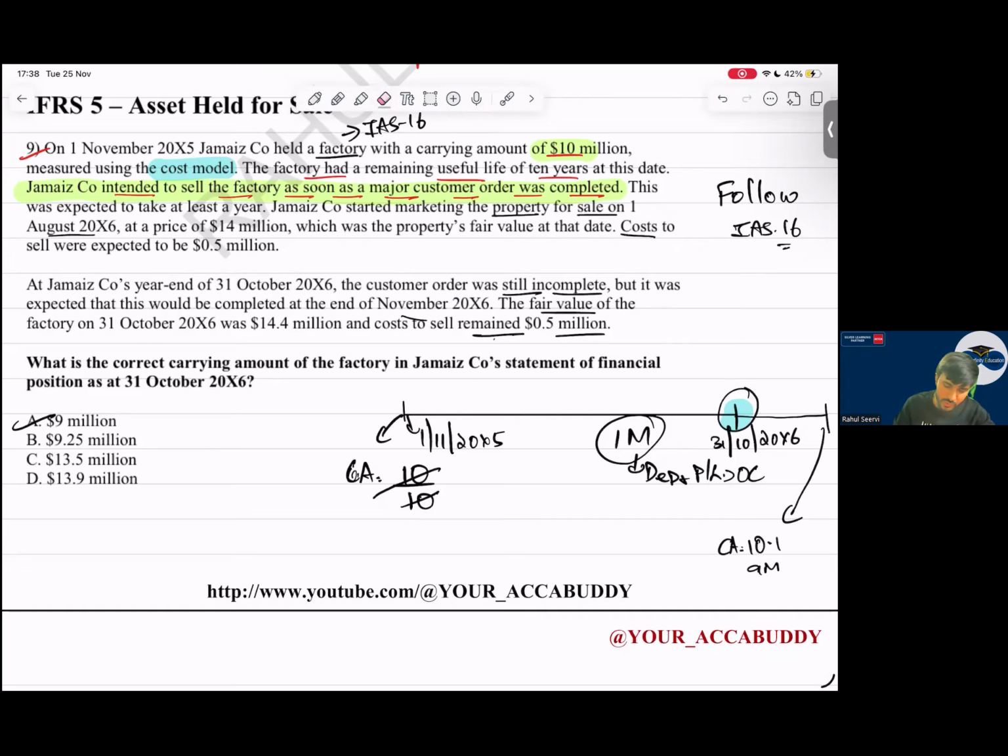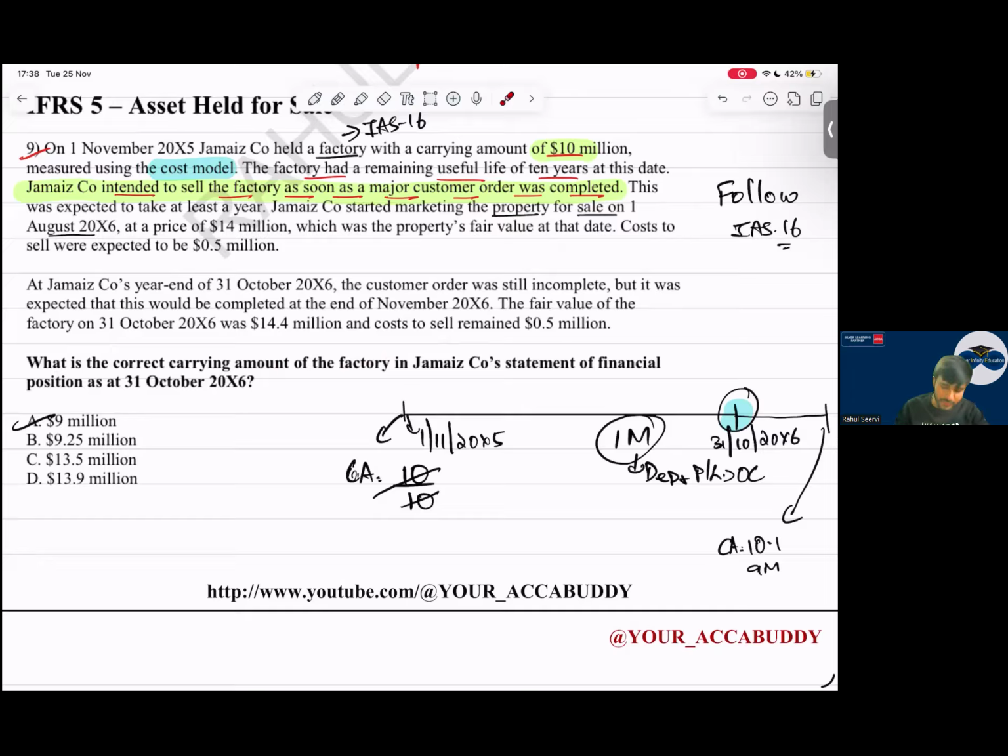Many students have done what? Many students here have properly identified it, but even though identifying, they have followed fair value for this. In the question, it is clearly written cost model. Do not assume yourself that revaluation will be applied. What is written in the question, follow that.